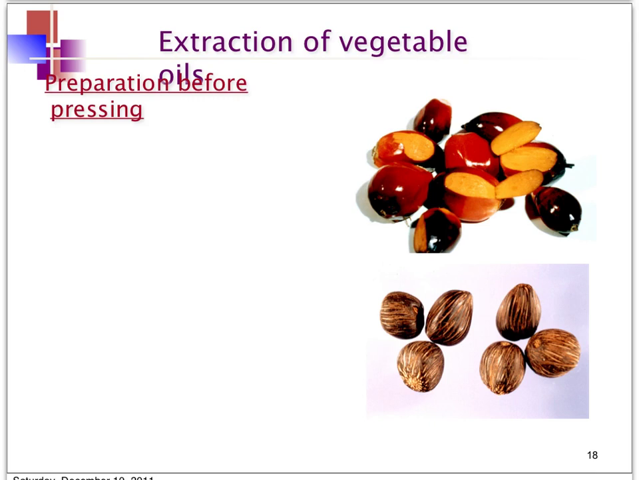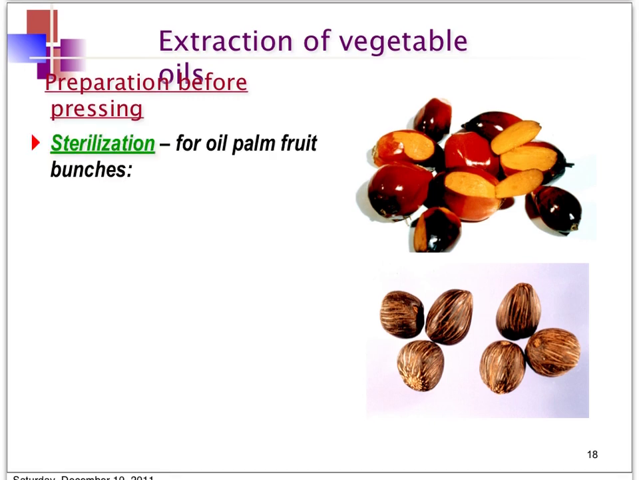So for the preparation of the oil palm fruits before processing, usually they go through the sterilization process. Before pressing out the oil from the oil palm fruits, the first step is the sterilization process. In this process, the oil palm fruit goes through sterilization in the sterilizer.